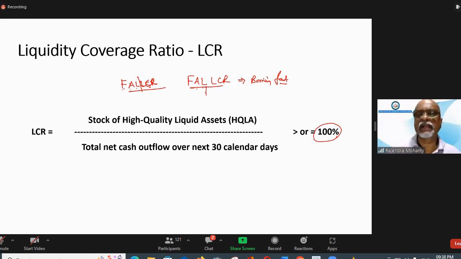Okay, so basically that means FALCR is the part of GSEC which are under SLR. So the bank has to invest in that. If they have this type of security, they can place this security with the RBI and take the borrowing to cover this liquid HQLA. That is about the LCR.